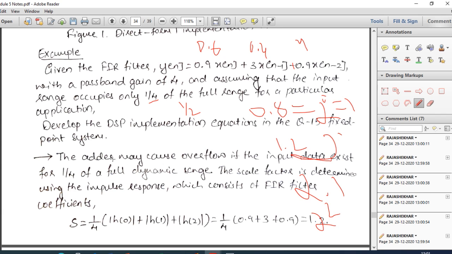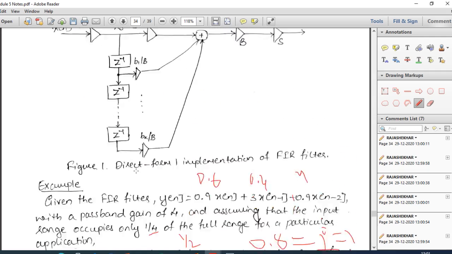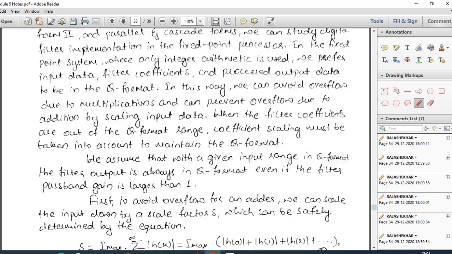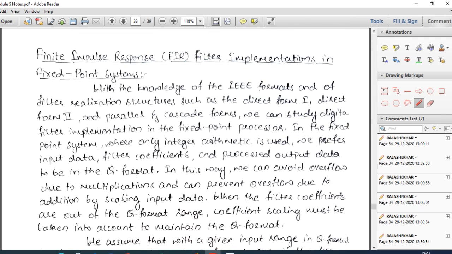I hope it is clear for everyone about FIR filter implementation using fixed point system. The same thing will be done for the IIR filter, which we will discuss once we start the discussion in module 4.